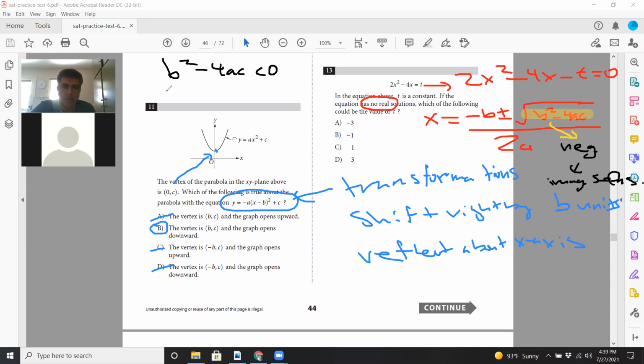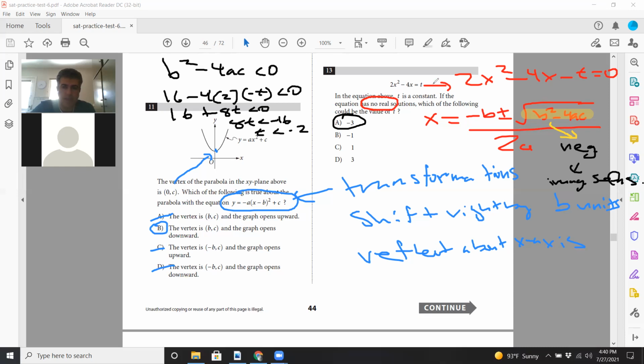So you plug in negative 4 for b, that's 16, minus 4 times a, which is 2, and c is negative t. So 16 plus 8t is less than 0, so 8t is less than negative 16. t is less than negative 2. So t equals negative 3 would provide that situation, because that is less than negative 2.